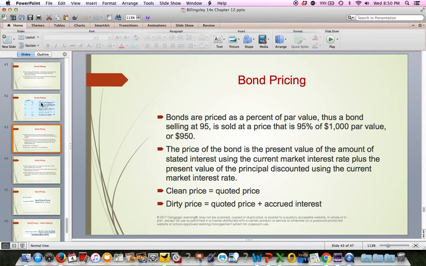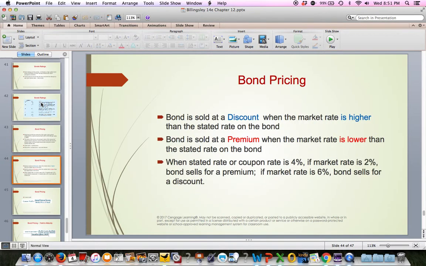Bond pricing is based on a percent of par value. So if a bond sells at 95, that means 0.95 or 95% of the par value. So a bond selling at 95 is 0.95 times 1,000, which is 950. A bond is sold at a discount when the market rate is higher than the stated rate of the bond, and a bond is sold at a premium when the market rate is lower than the stated rate of the bond. So the interest rate in the economy compared to the stated rate of interest on the bond is what drives the price of a bond.